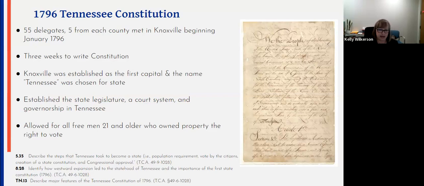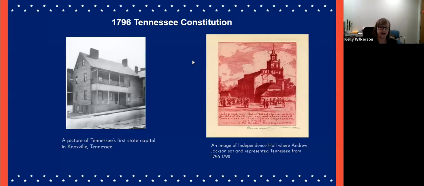Any questions about that 1796 version of the Constitution? We'll see those in the chat, or feel free to unmute yourself. All right, Lindsay, let's move on to talk about 1834. Oh, 2 slides, I forgot.